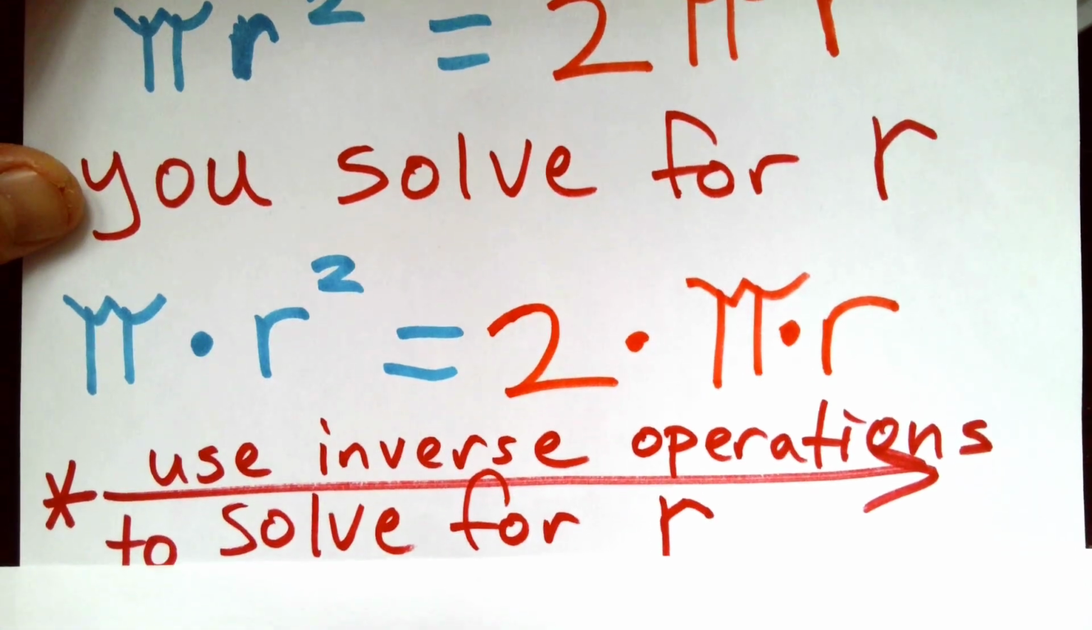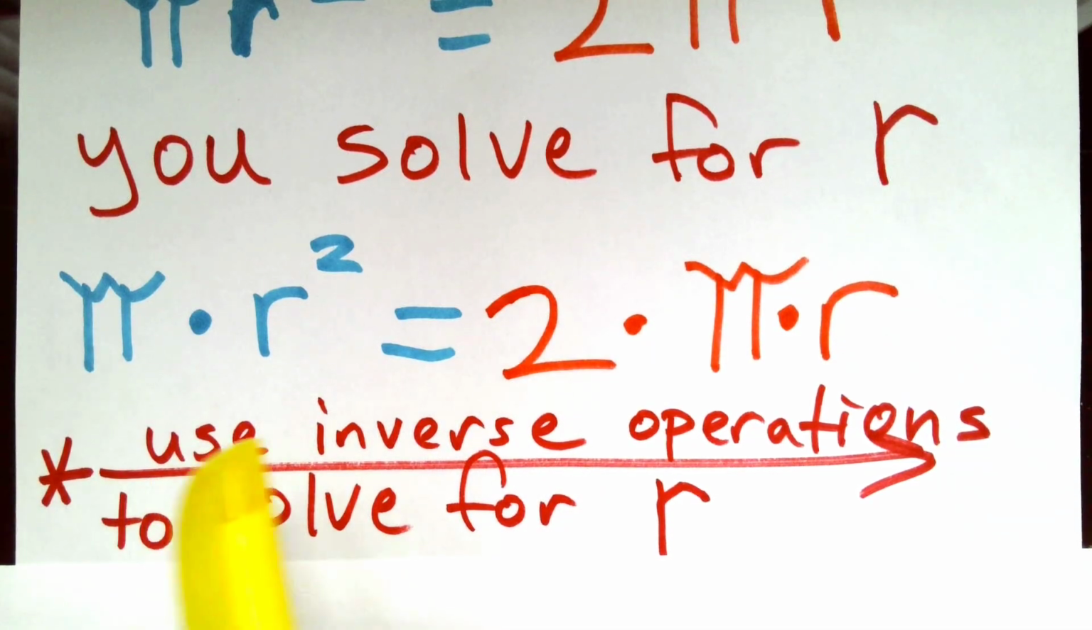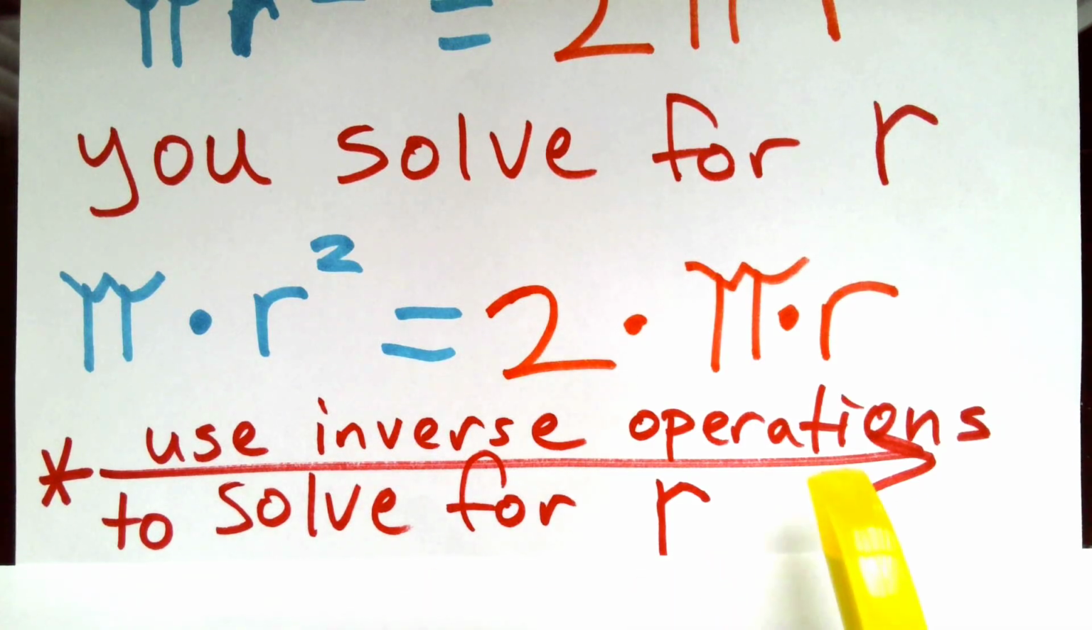And in order to get that value of r all by itself, we're going to use inverse operations to solve for r. I've created a number of different videos where I talk about inverse operations, 1-step, 2-step, multiple step equations. Check out my videos. It will clarify what I'm talking about if you don't understand. But stick with me for the next part 4 video.